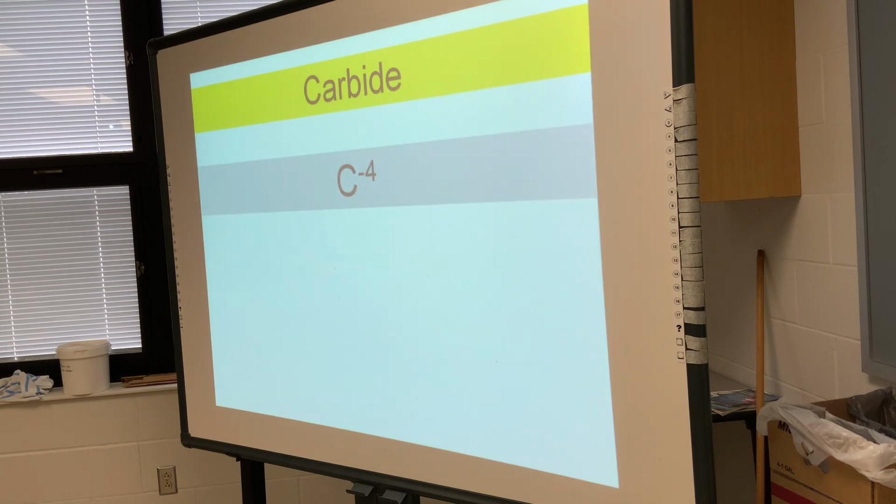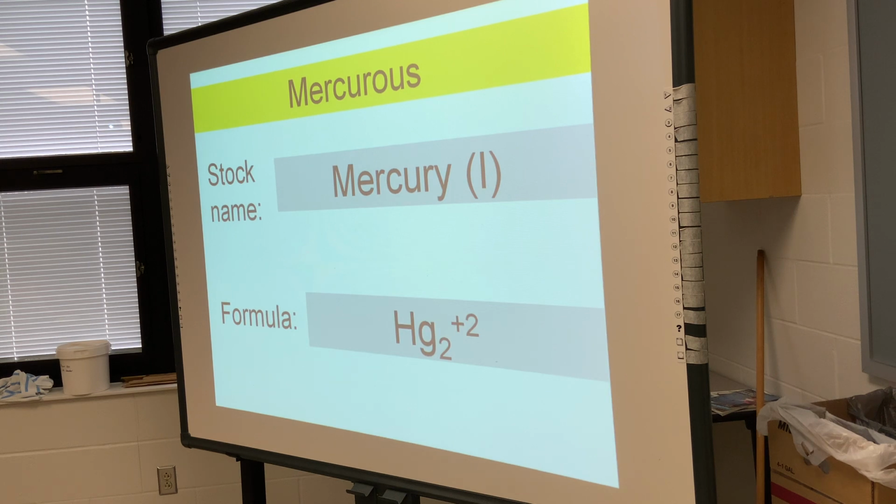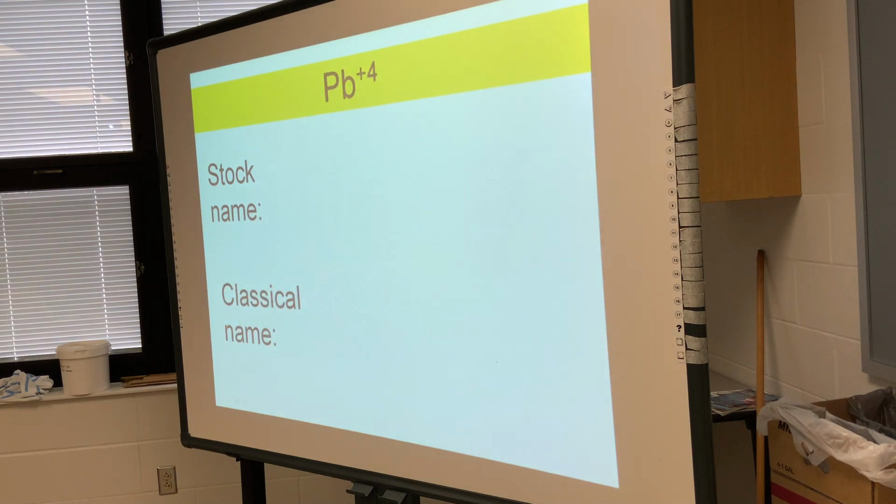Mercurous, what are the two charges for mercury? 1 and 2. Which one is this one? The Hg subscript 2 positive 2. So this is mercury 1, or Hg2 positive 2. This is the really weird one. Two charges for lead, 2 and 4. This is the higher of the two, so plumbic, or lead 4.